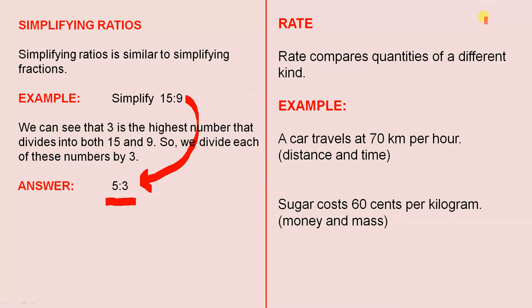Let's look at rate. Rate compares quantities of a different kind. Now you've all heard of this. Let's look at these simple examples. A car travels at 70 kilometers per hour.